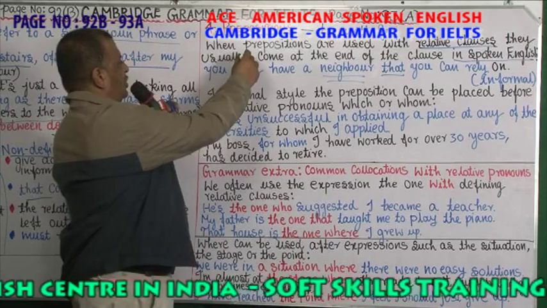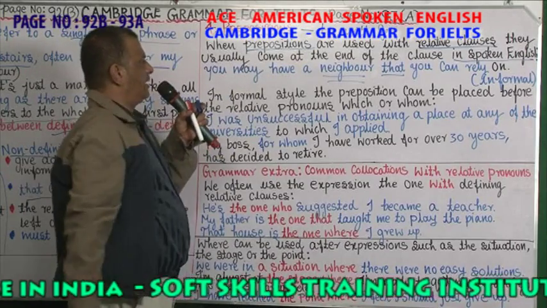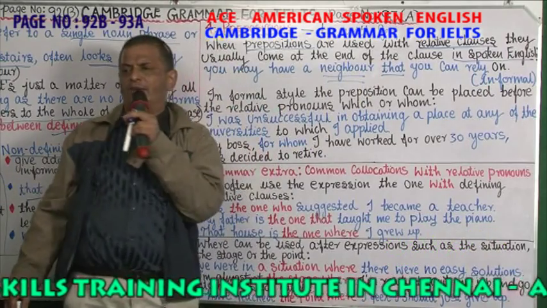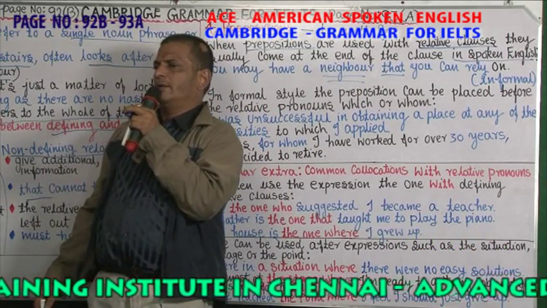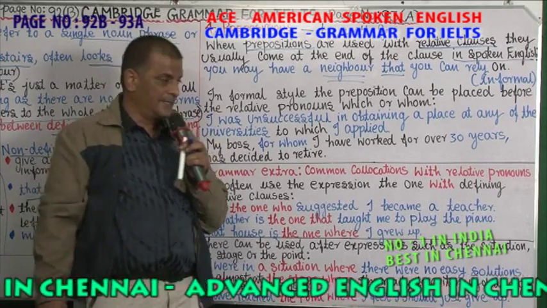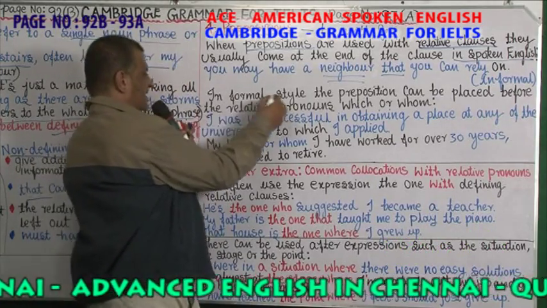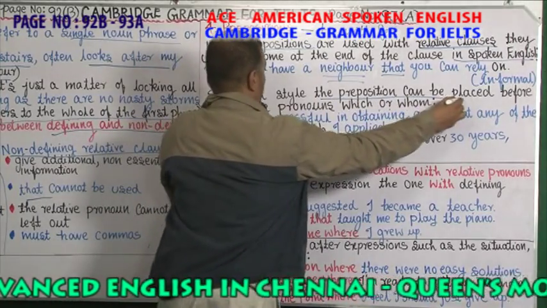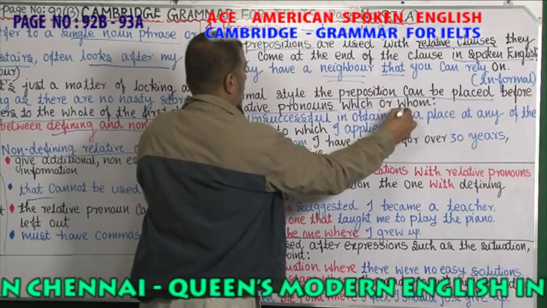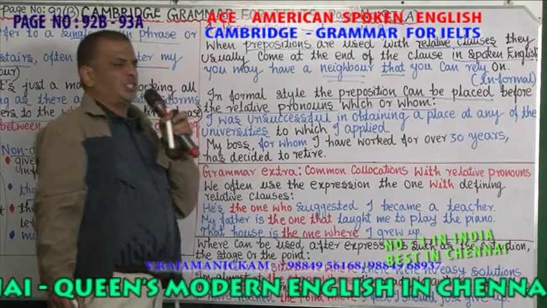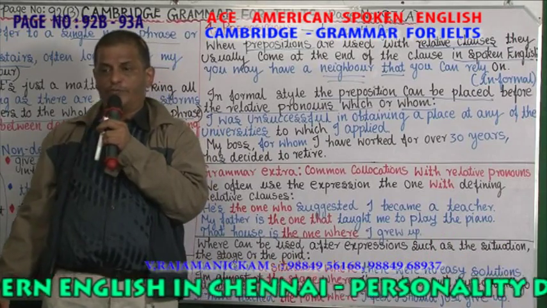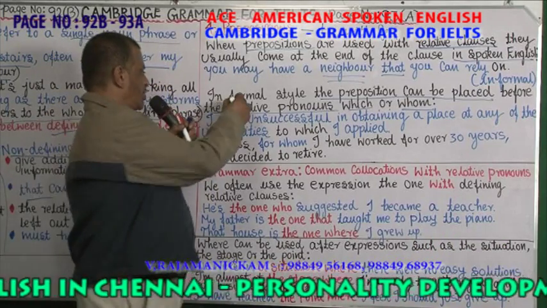When prepositions are used with the relative clause, they usually come at the end of the clause. In formal style, the preposition can be placed before the relative pronouns which or whom. In front of which, or in front of whom, the preposition is used in formal style.